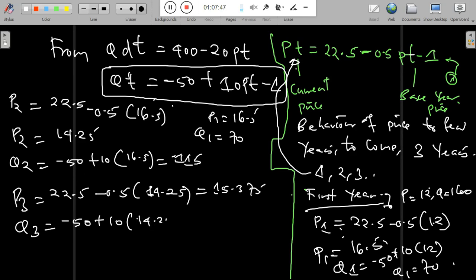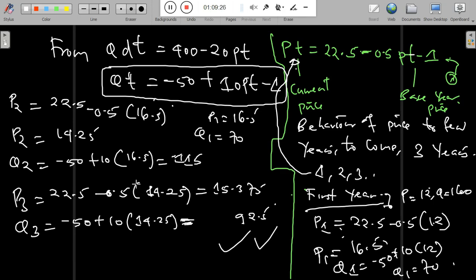So when you solve it, the output will be equal to 115. The same applies for the third year. We plug in 22.5 minus 0.5. Now we take the base year price, that is the price for the second year, 14.25, that we solved above. So the answer for the behavior of the price will be equal to 15.375.